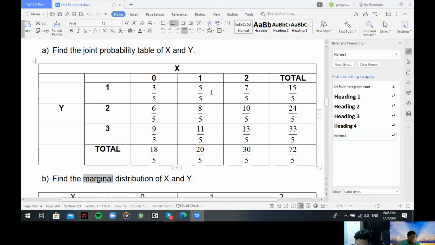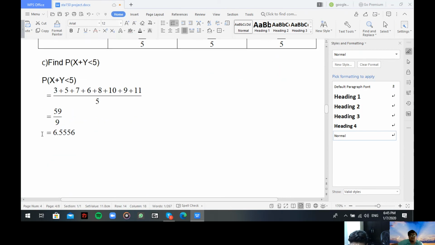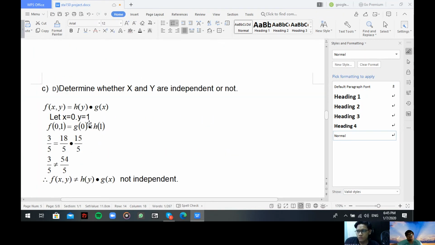You just need to add all of those, excluding this one, because 3 plus 2 is 5. But 3 plus 1 is 4, and 2 plus 2 is 4, so only this one you can't take. So for this question, I will do 3 plus 5 plus 7 plus 9 over 5, and you will get 59 over 5, which is 6.5556. Okay, next, let's move to question D. Typing error again.